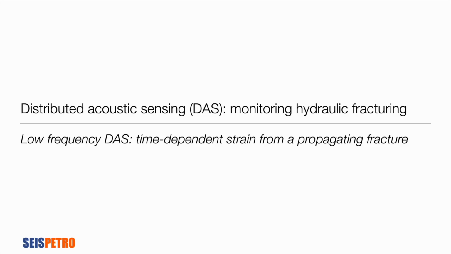In this tutorial, we will build on the results shown in the previous video where we had calculations for a simple, small tensile fracture of a fixed size. In that previous session, we showed the displacement and strain values generated by the fracture and compared them to field data. The basic model helped us to get a good starting intuition for explaining some of the most important features observed in low-frequency DAS data that are acquired in hydraulic fracturing projects.